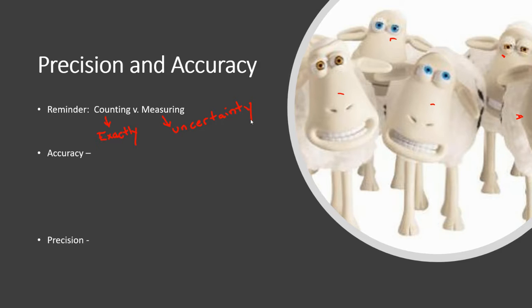Oftentimes people confuse these two terms or think of them as being exactly the same thing, and they're not. When we talk about accuracy, what we're really talking about is how close a measurement is to a true or accepted value.